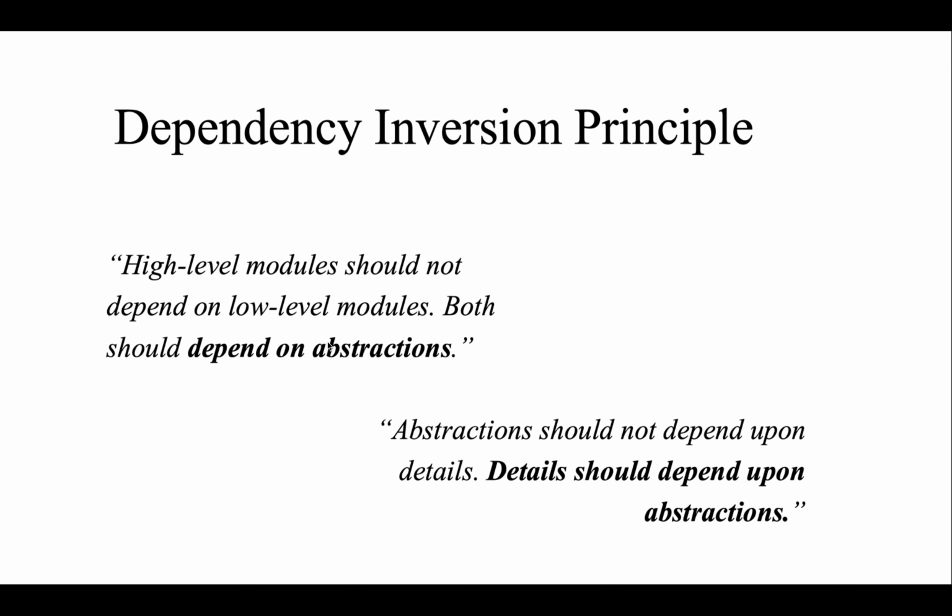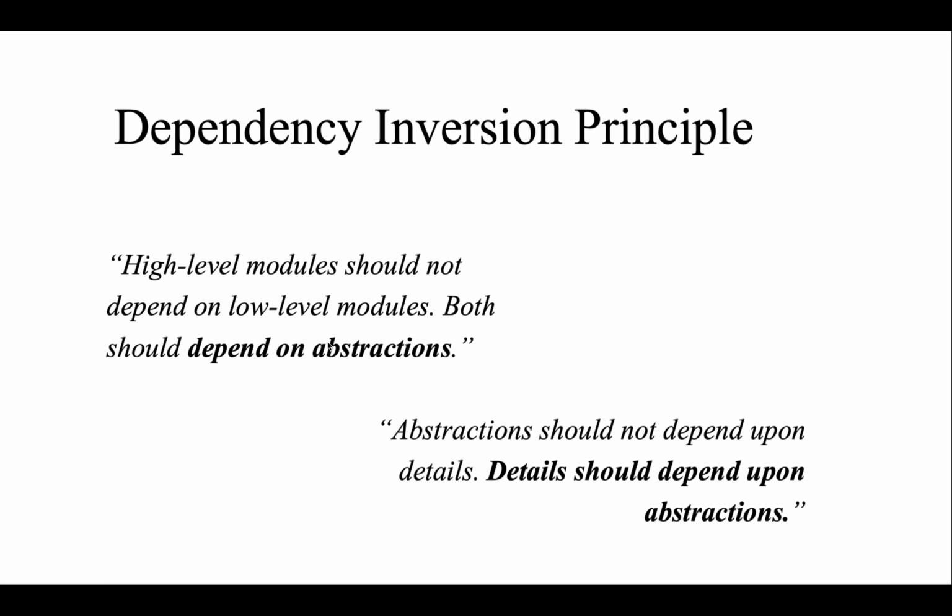From the definition perspective, it says high level modules should not depend on low level modules. They both should depend on the abstraction. Here, modules refers to either classes or the entire libraries that you are creating. There is one more definition for the dependency inversion, which says abstraction should not depend upon the details. Details should depend upon abstraction.